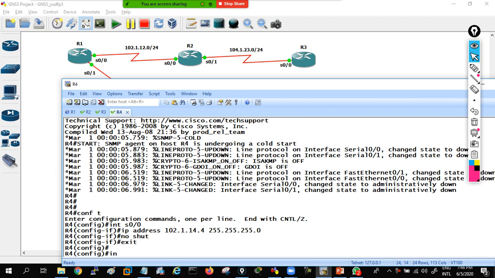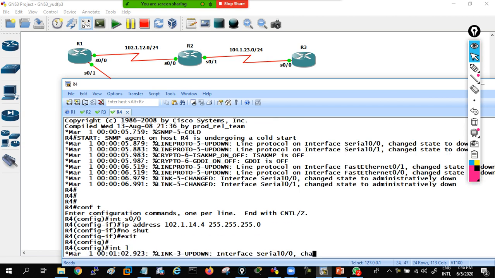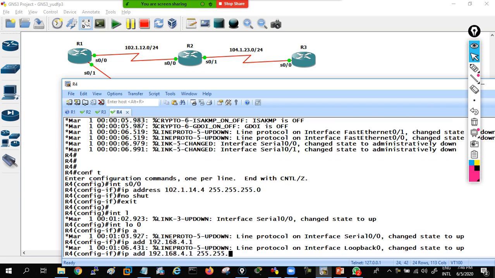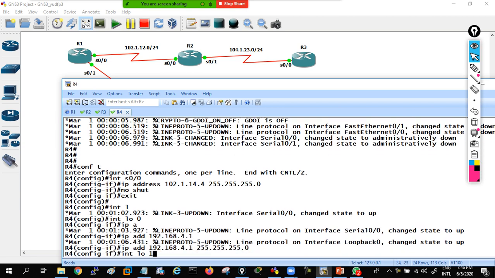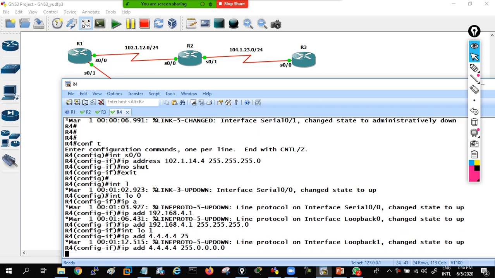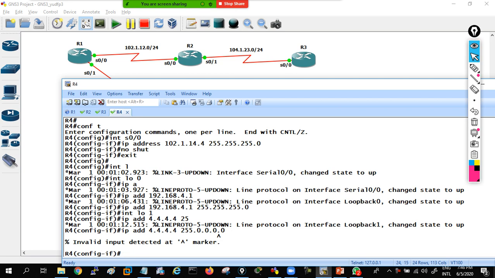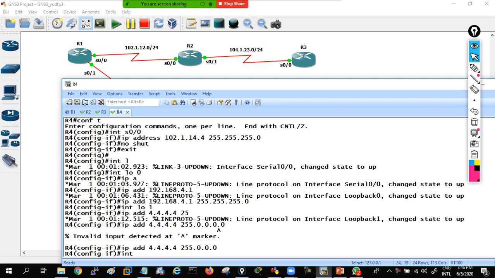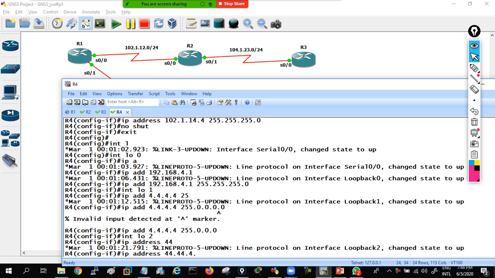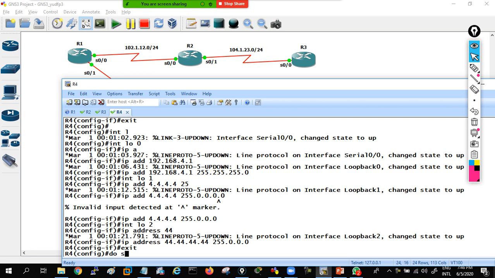conf t, interface serial 0/0, IP address 102.1.14.4 255.255.255.0. Then no shut. Then I'm going to create some loopbacks here. Loopback 0, IP address 192.168.4.1 255.255.255.0, and I'm configuring one more loopback, 4.4.4.4 255.0.0.0, and one more loopback, IP address 44.44.44.44 255.255.0.0. Then do show ip interface brief.